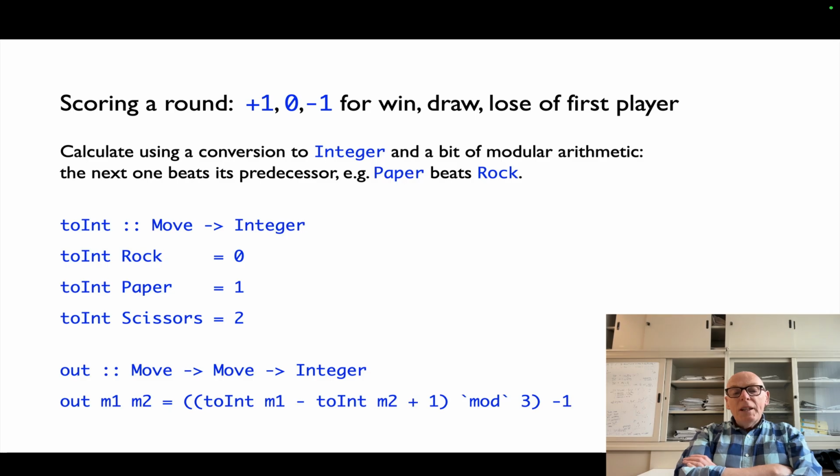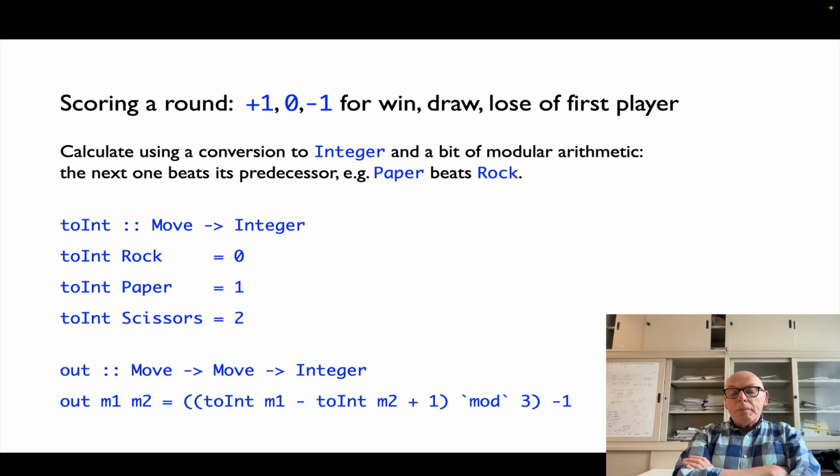So effectively what we want to do is take those two integers and subtract the second from the first. Now, if we do that, we're potentially going to get numbers between -1, -2, 1 and 0. Or in fact we can get rock minus scissors, which will give us -2.